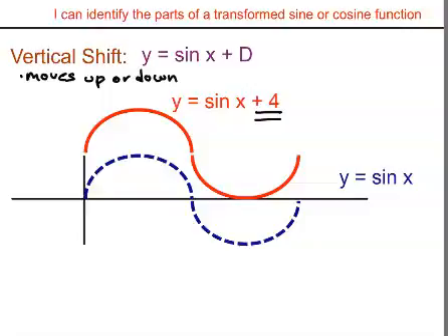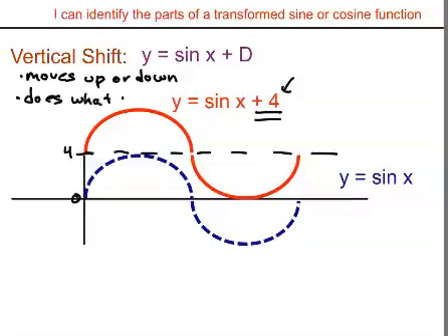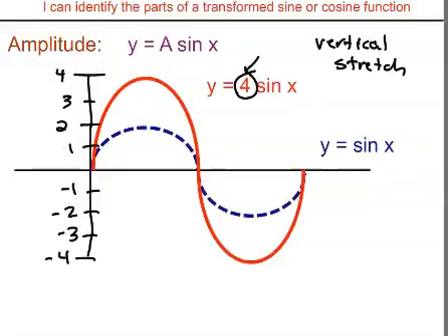Remember, if it's on the outside, it does what you think. So if it's plus 4, it's going to slide up 4. So it's going to start at 4 instead of 0. If it's minus 4, it's going to go down 4. So just kind of exactly like you'd think. So I'm going to add that too. Does what you'd think. So both the vertical shift, that's on the outside of parentheses. And so is that 4. It's on the outside of parentheses. Both of those do what you think.